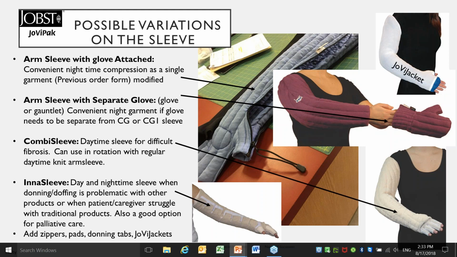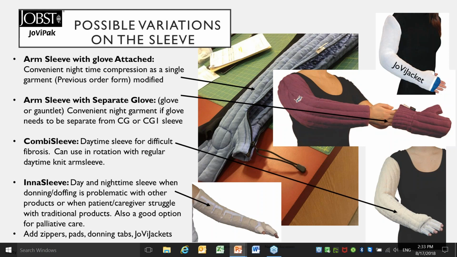A combi sleeve is a daytime sleeve for difficult fibrosis. This has about 30 to 35 millimeters of compression. So it is a high compression garment and should only be used during the day. These I use in my own practice with a regular daytime knit arm sleeve, and I use it in rotation. So for instance, I might use this for 3 days a week and have them wear their regular knit arm sleeve 4 days a week, or part of the day in rotation.